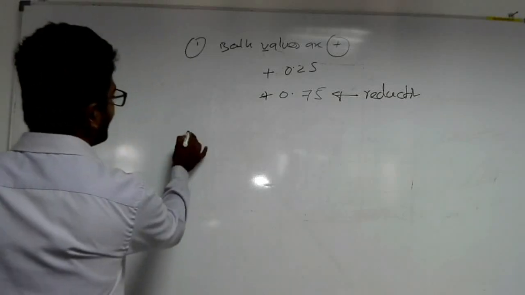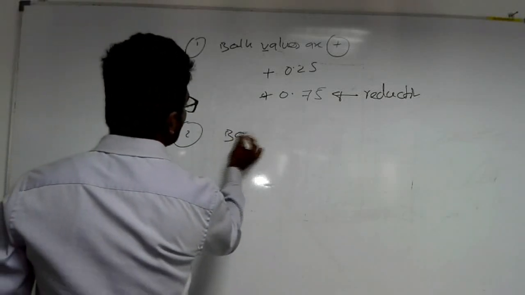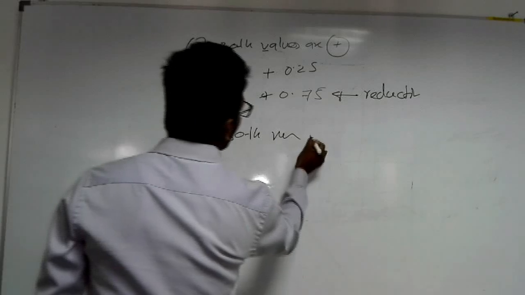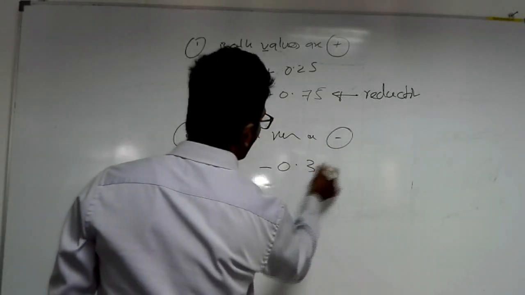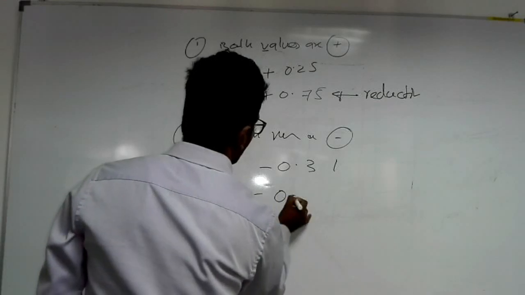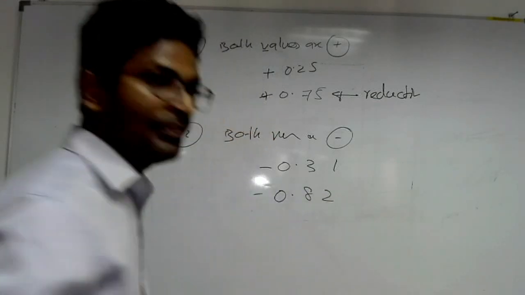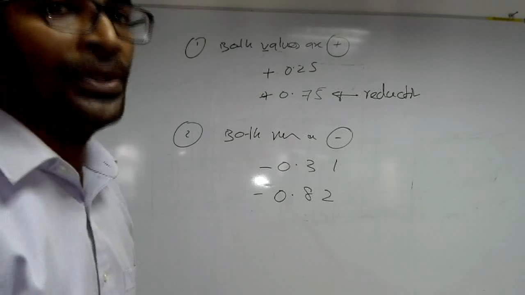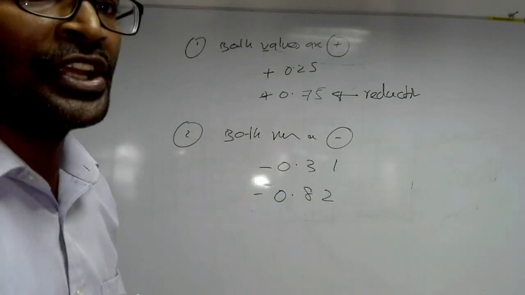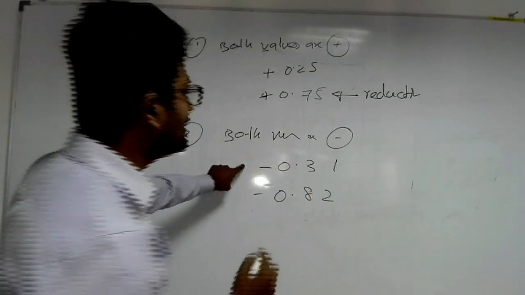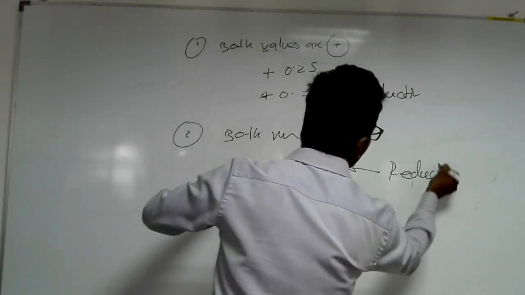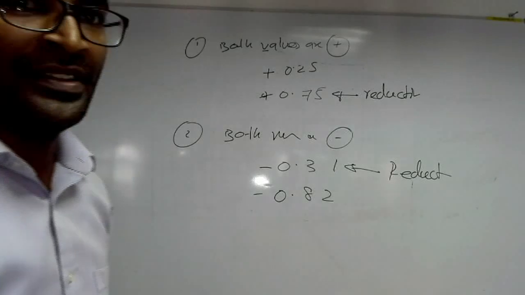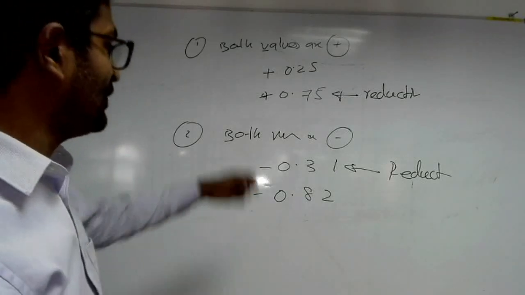When we consider the second case, if both values are negative, for example, then considering the electrochemical series, the less negative one is the reduction part. Okay, that is if both values are negative.